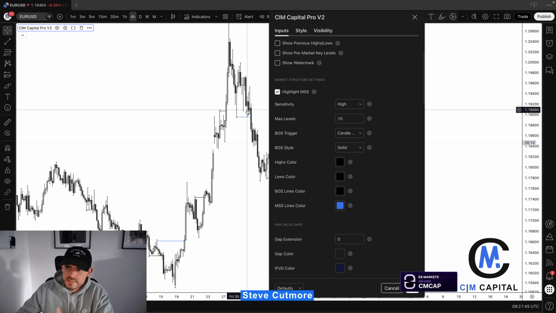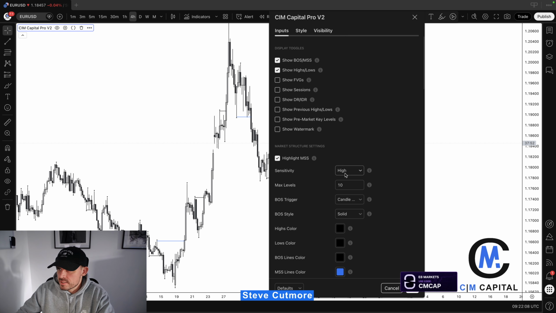Some people like to see wicks as breaks of structures, so you can change that. I personally don't like wicks as breaks of structures. I want to see candle closures for strength, so I want to see candle closures above levels to confirm that they are the breaks of structures. And then obviously you can just change the style of the lines and customize the overall colors and stuff.